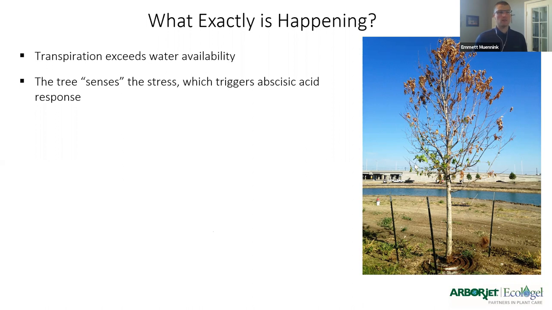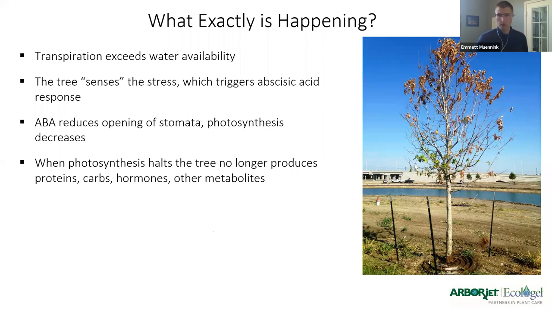But what happens inside changes the hormones and the way the tree is functioning on a physiological level. So the tree senses the drought, and that triggers a hormone response, a hormone called abscisic acid. Abscisic acid is what's responsible for the opening and closing of the stomates. So when the tree senses drought stress, abscisic acid is released, and it goes up to the leaves and closes the stomates. So the tree stops photosynthesizing. When photosynthesis stops, the tree is no longer producing the proteins, the carbohydrates, the other hormones and metabolites that it needs to live. And it's not producing the volatile compounds that it needs to ward off pathogens and pests.